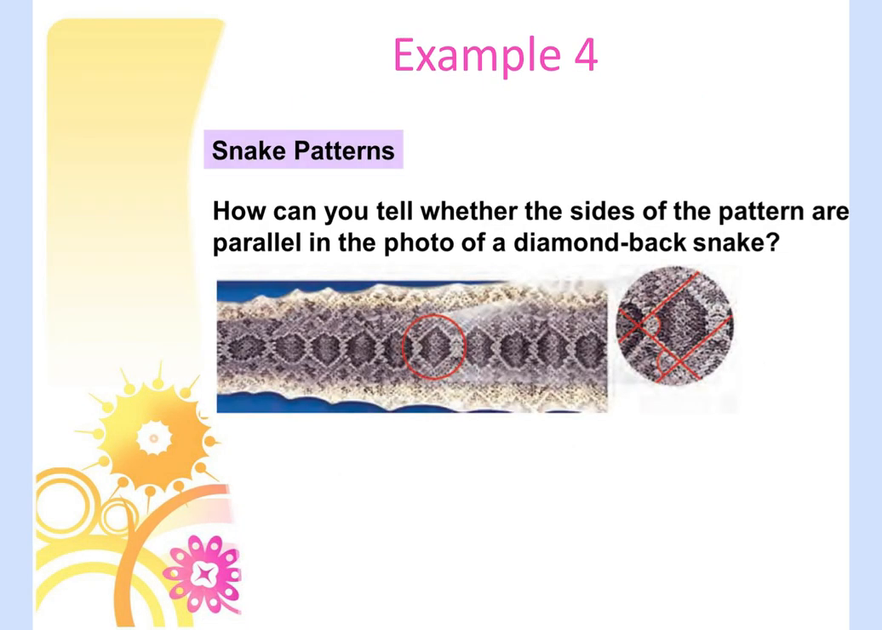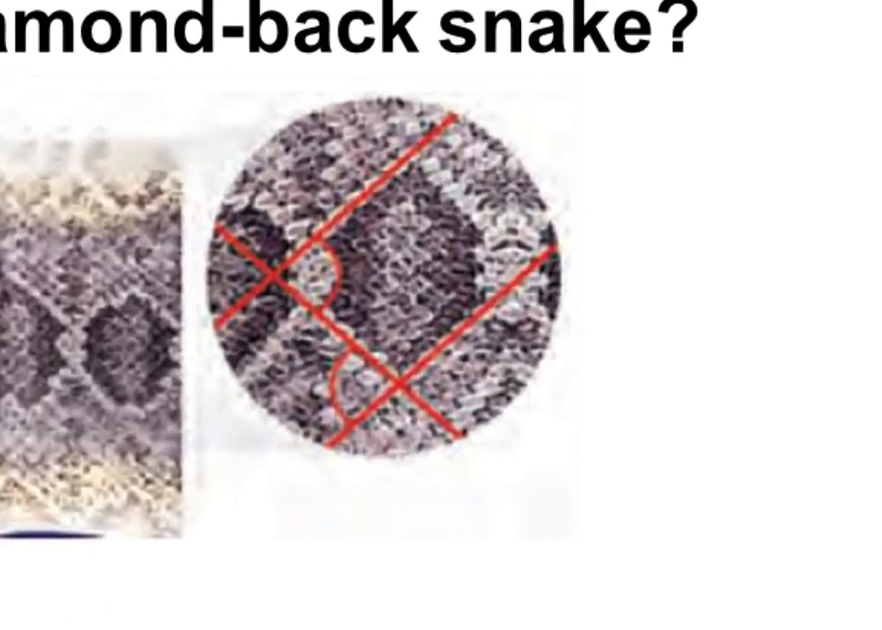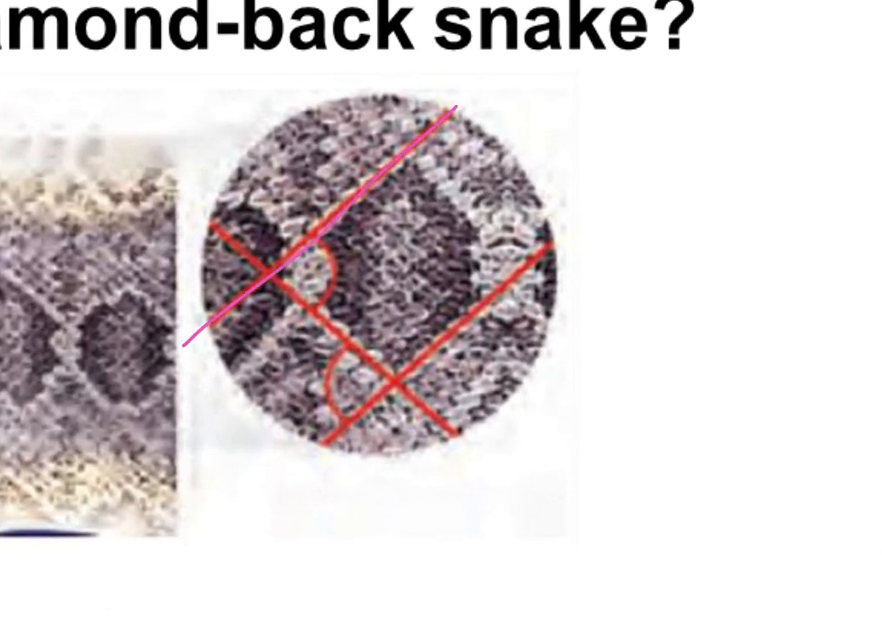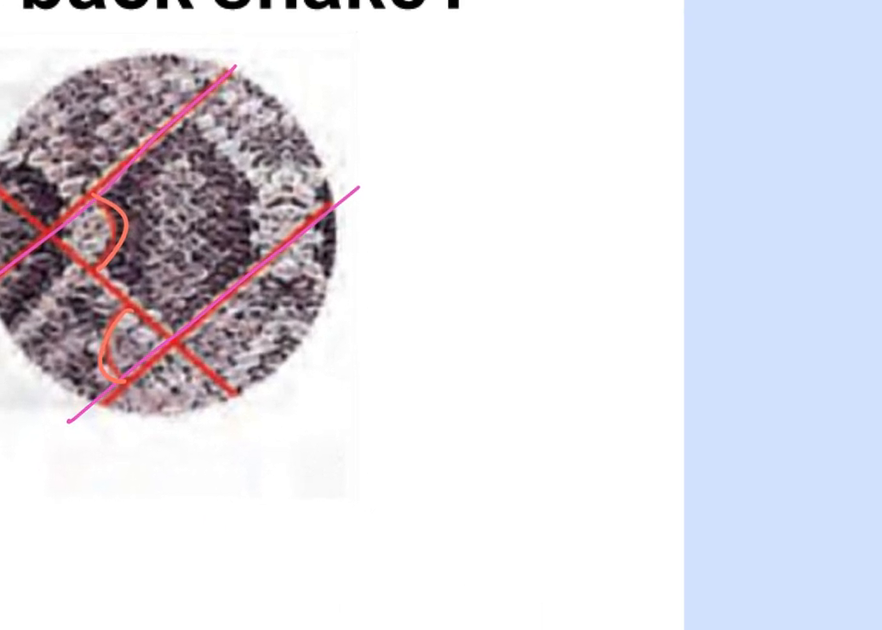All right, example 4 is the worst thing on the planet because it's snakes. I hate snakes. But you just got to go to the image, okay? How can you tell whether the sides of the pattern are parallel in the photo of the diamondback snake? You literally just look at this little diagram. How do I know that these are parallel? Alternate interior angles converse. Good. Those alternate interior angles are marked as congruent.